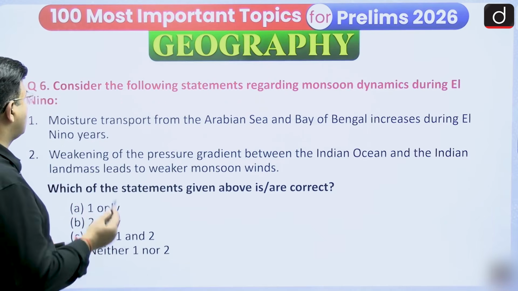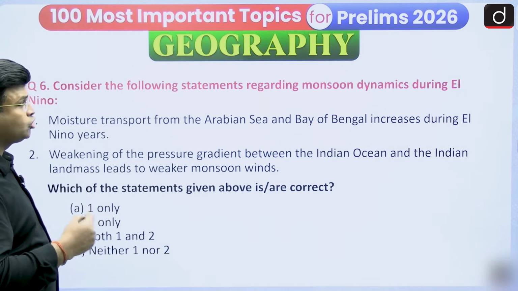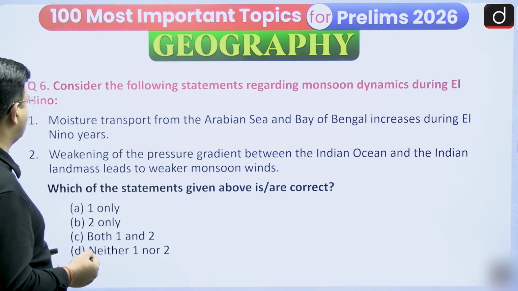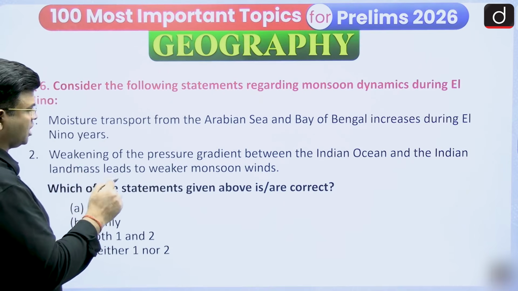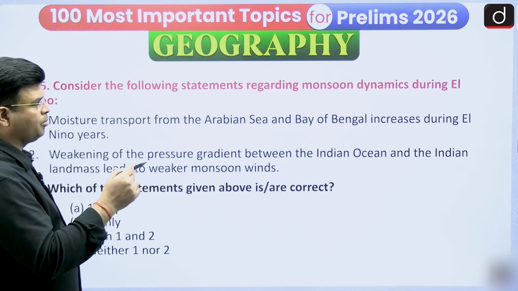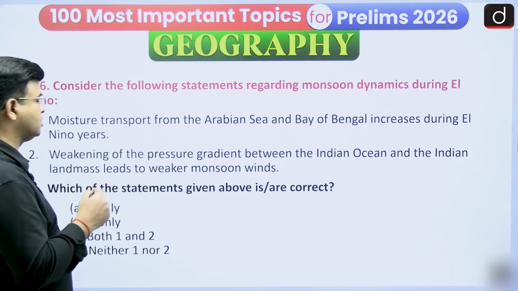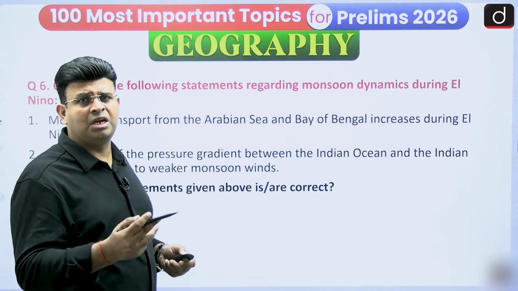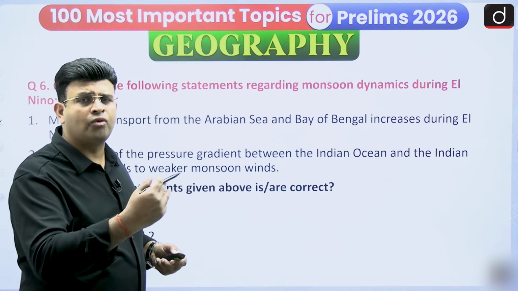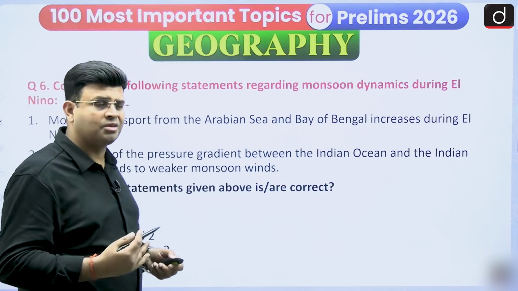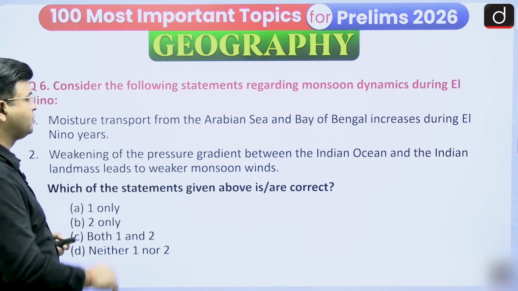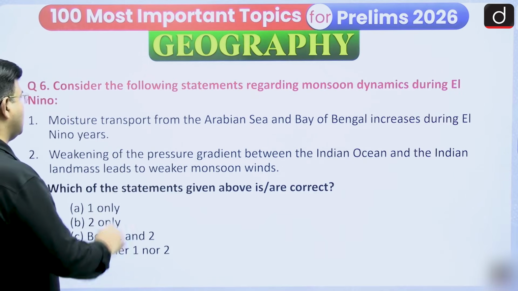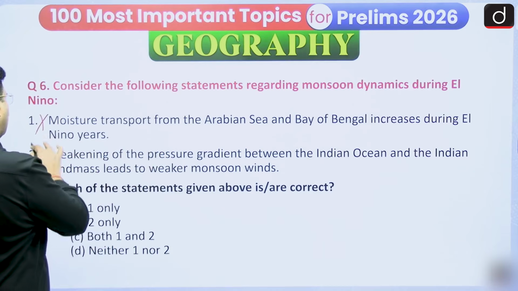Okay. Now consider the following statement regarding monsoon dynamics during El Nino. Moisture transport from the Arabian Sea and Bay of Bengal increases during El Nino years. During El Nino years there is less rainfall in India, which means less moisture goes from the Arabian Sea and Bay of Bengal. And here it says moisture transport increases, so no, it is the wrong one.